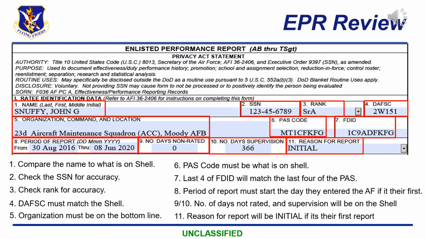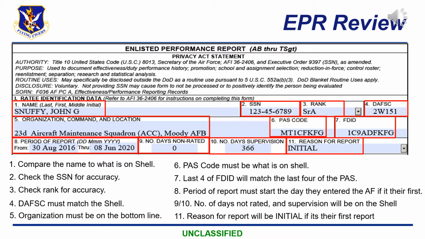In block 1, it's broken up into 11 different categories. The first one is you want to make sure to compare the name to exactly what is on the shell. It can't be any different. It must look exactly like what the shell says. If the individual got married or had a name change, that needs to be brought up to CSS so we can make that change. Two, you need to make sure that the social is accurate.